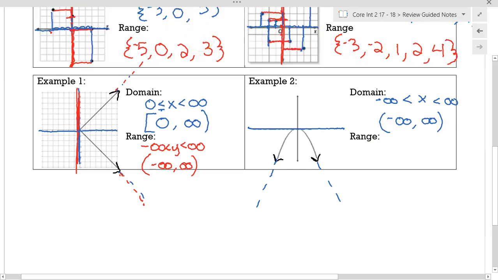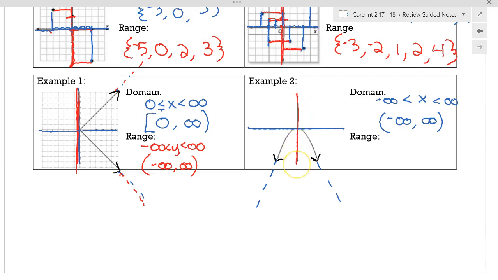My range, going off the y, how far down does it go? Again, this is going down forever. Negative infinity, less than y. How far up does it go? Well, its highest point is here, where my y value is 0. So less than. This one's less than or equal to, right? Because it actually has a point there. So how else do I write that? Negative infinity, comma 0. This one's less than, parentheses. This one has an equal sign. That's a square bracket.